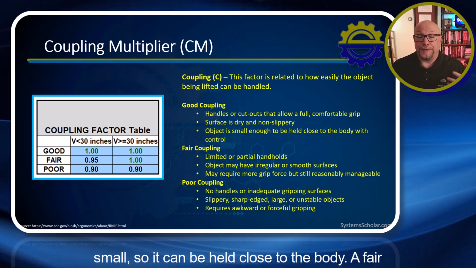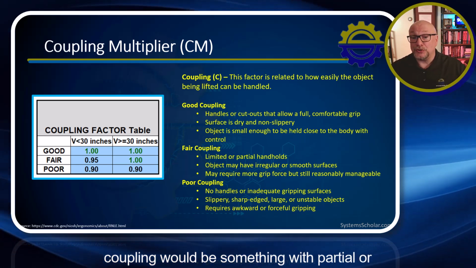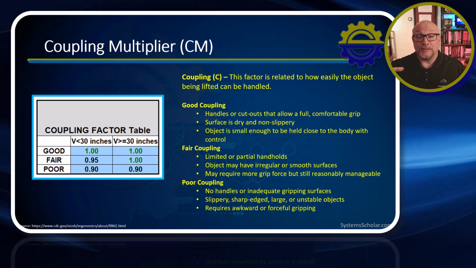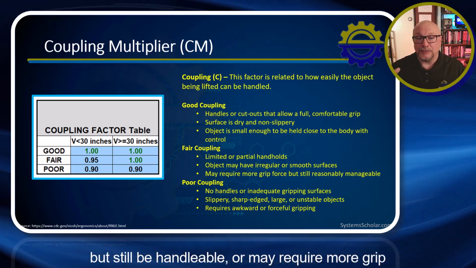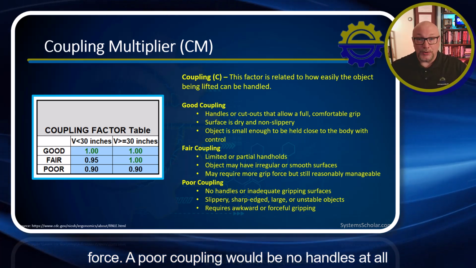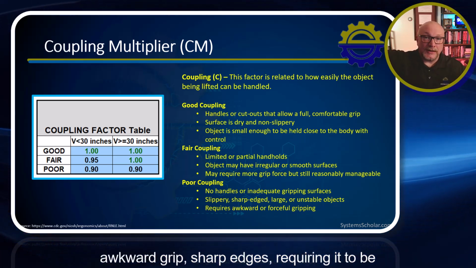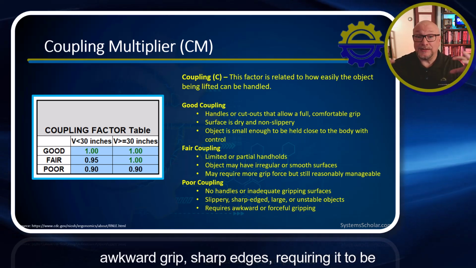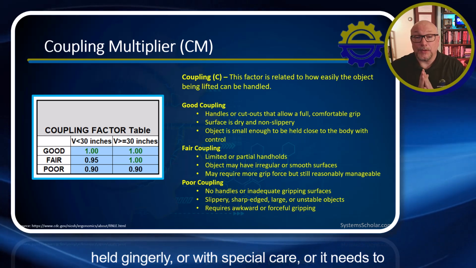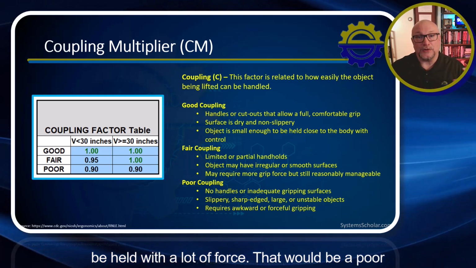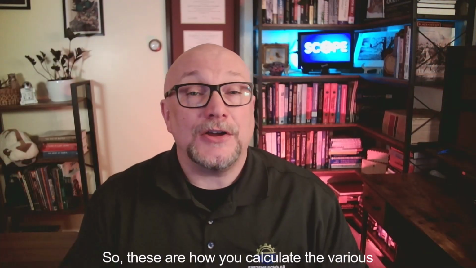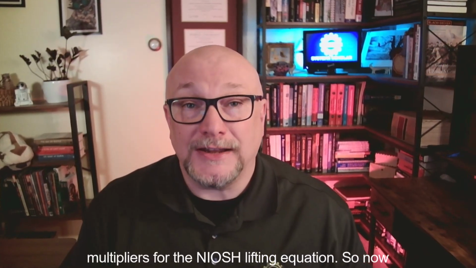to the body. A fair coupling would be something with partial or limited handholds, or it might have an irregular shape but still be handleable, or may require more grip force. A poor coupling would be no handles at all, awkward grip, sharp edges requiring it to be held gingerly or with special care, or it needs to be held with a lot of force. That would be a poor coupling. So these are how you calculate the various multipliers for the NIOSH lifting equation.